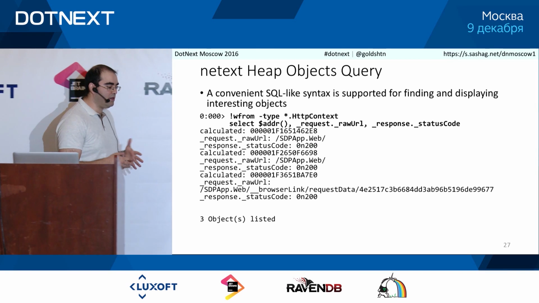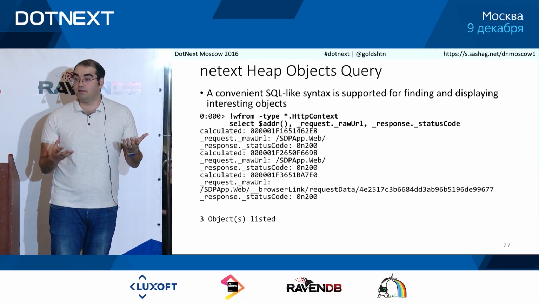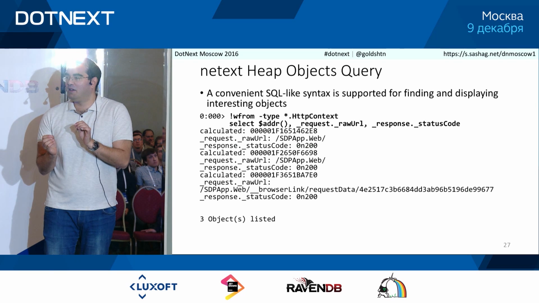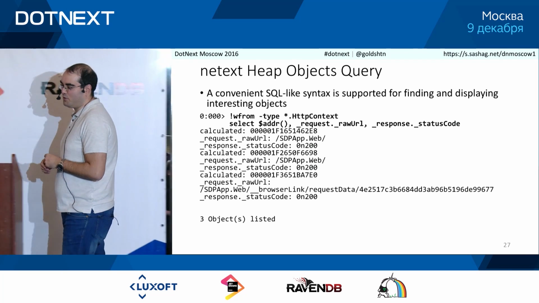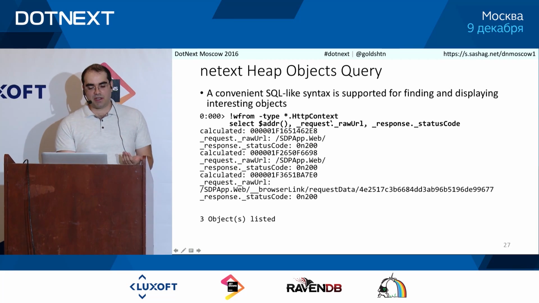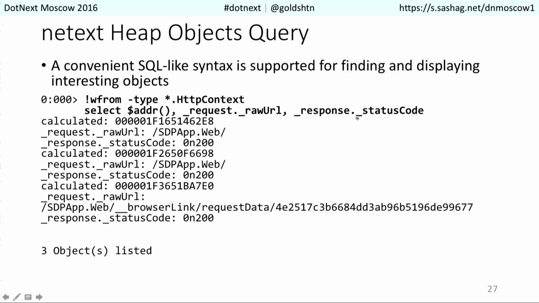And NetExt also has this really nice SQL-like syntax. So you can do queries of heap objects using this thing. It's not exactly SQL, but you can see where it gets the idea. So what we're doing here is from HTTP context objects, select the request.row URL and the response.status code. So this is just going into objects, right? A.B.C, just entering managed objects one after the other. And it prints out, in this case, again, all my executing HTTP requests.